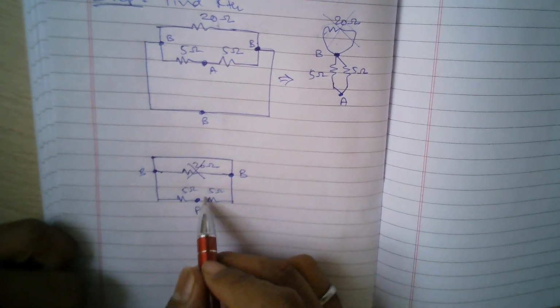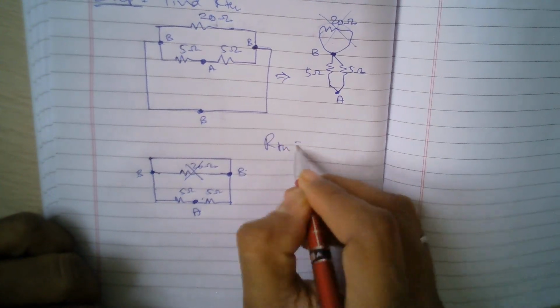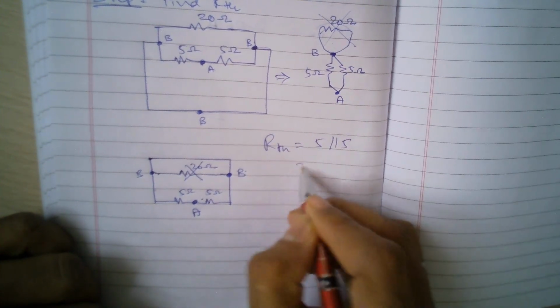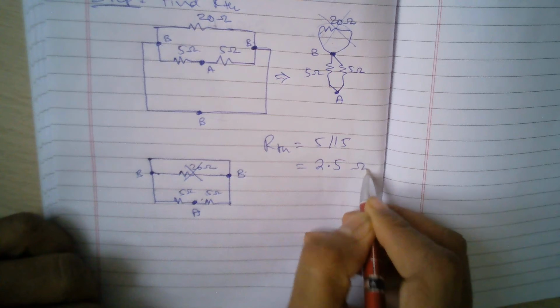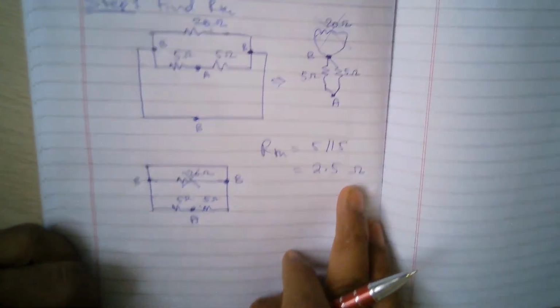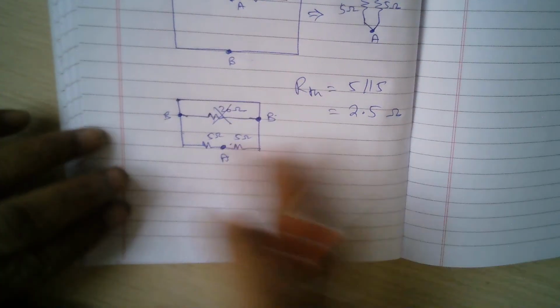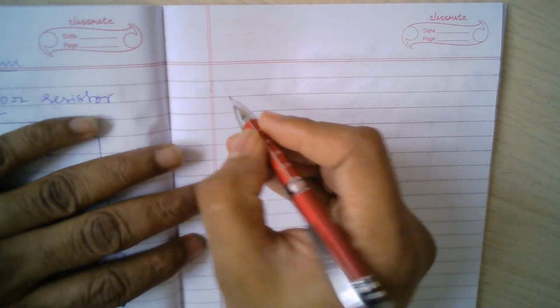Now between A and B we have the parallel combination of 5 and 5. So RTH is nothing but 5 parallel 5, which will be 2.5 ohms. When two equal resistances are connected in parallel, the effective resistance is half of it. So we found RTH, that is step 1. Now go to step 2. Let me do it here. Step 2.